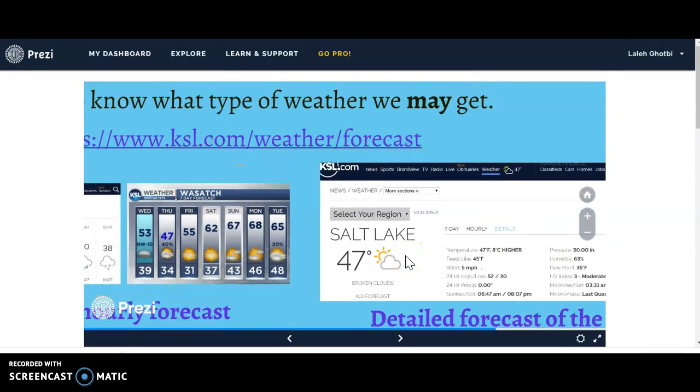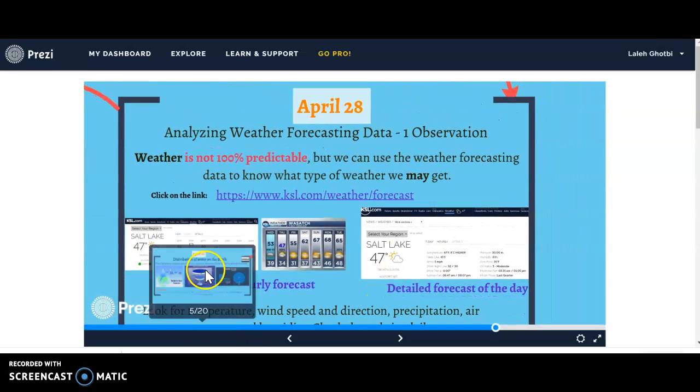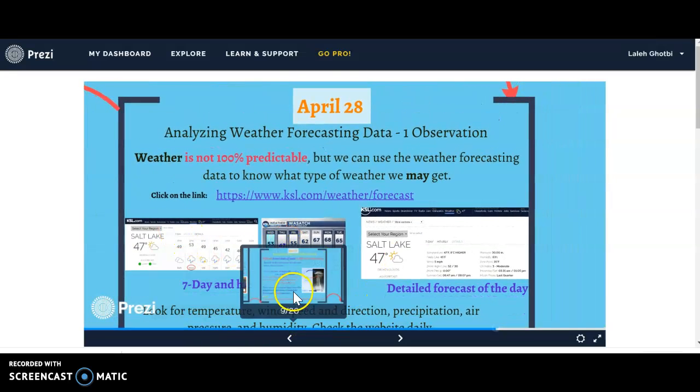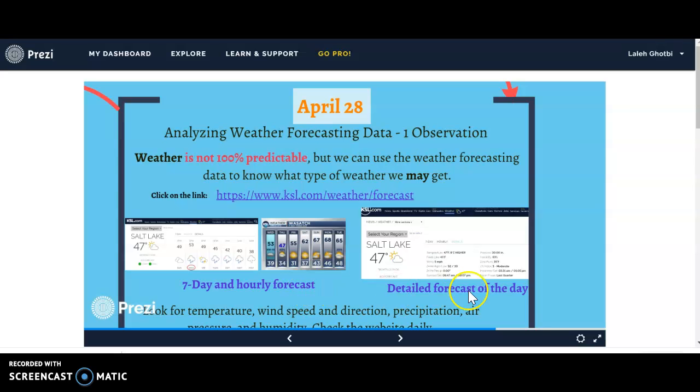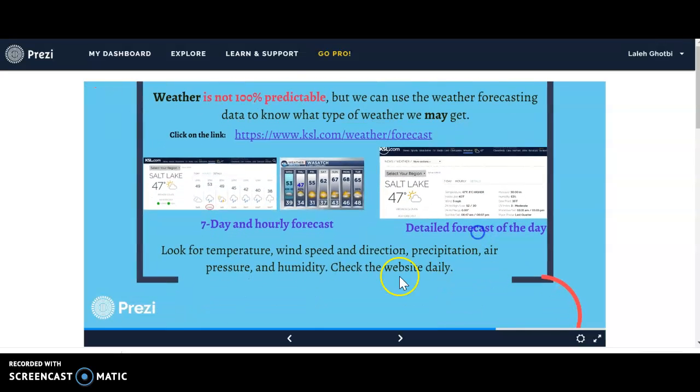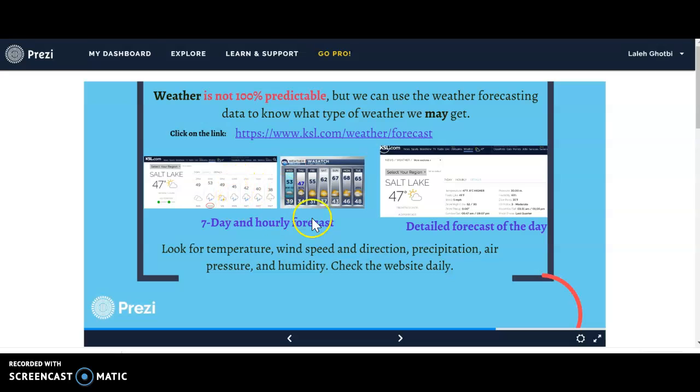Let's go back to the rest of the slide. So these two were 7-day forecasting and hourly. This one is the detail of 1 day. Whenever you click on these, and mainly when you work with this website, I want you to look for temperature, wind speed and direction, precipitation, air pressure, humidity.